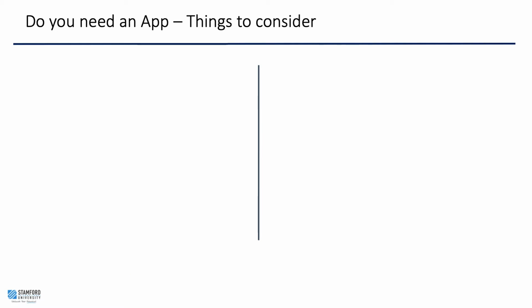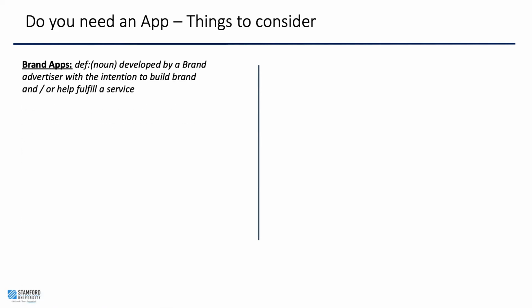Okay, now I said I was gonna talk a little bit in more detail about apps and the things that you need to consider before building an app. So, let me first just define a brand app, because if you're representing a brand, then it's called a brand app as opposed to a commercial app. So if you're a brand, whether you offer a service or a product, consider a brand app. The definition of this is it's developed by a brand advertiser with the intention to build brand and or help fulfill a service, right? Like sell your product.